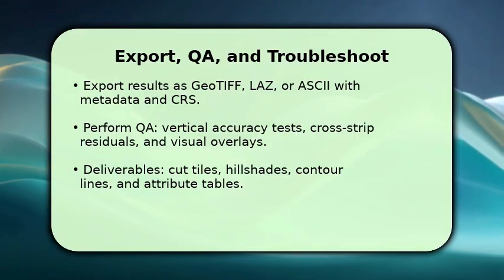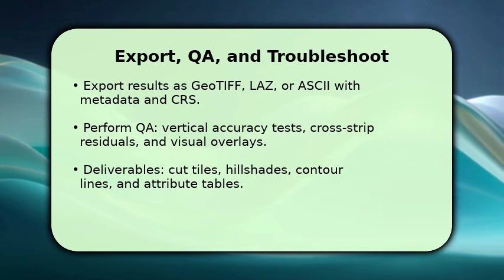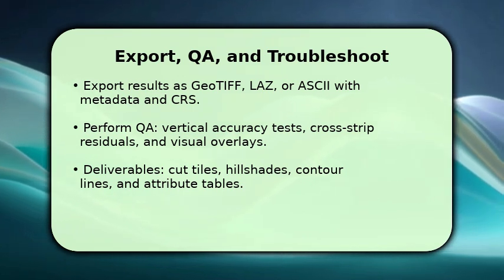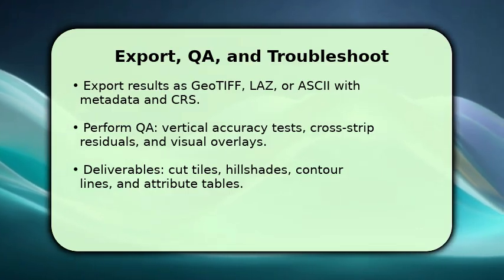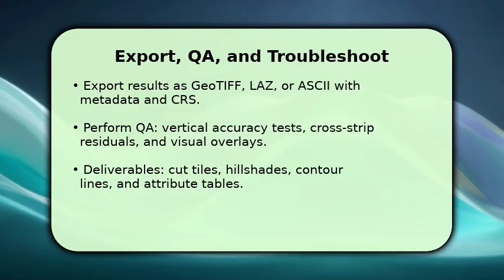If something goes wrong, use the troubleshooting tip. Rerun classification on a suspect tile with adjusted ground filter sensitivity and compare residuals to isolate the source of errors.